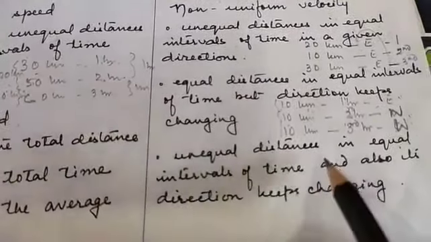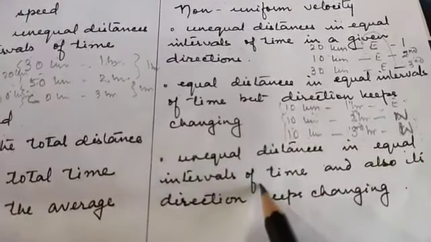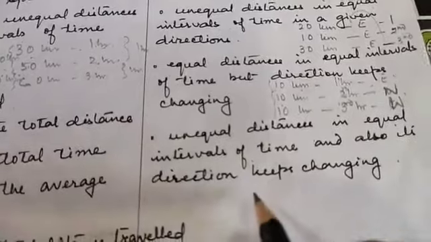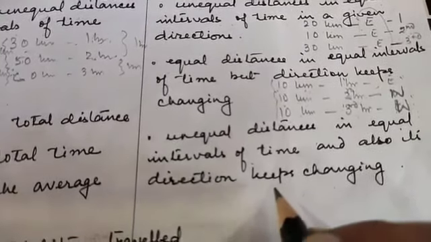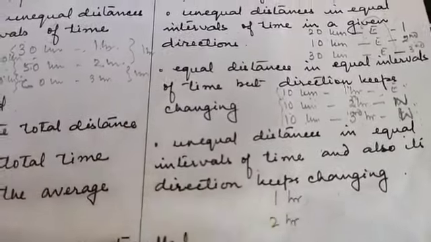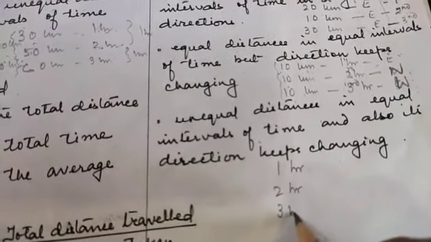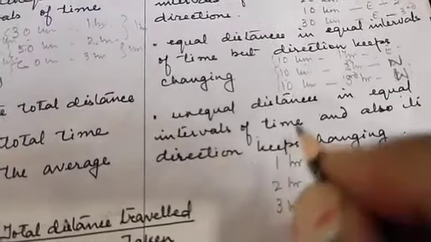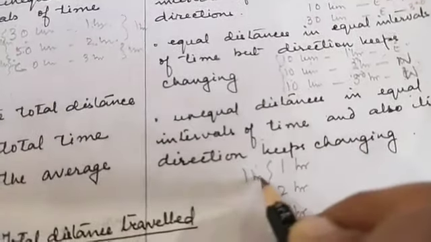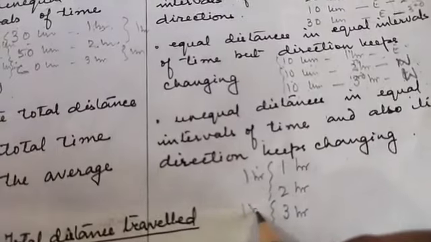Then unequal distance in equal time interval and also the direction keeps changing. Here two things are changing. The time interval: first hour, second hour, third hour. The time interval is how much? Here it is 1 hour and here also it is 1 hour.